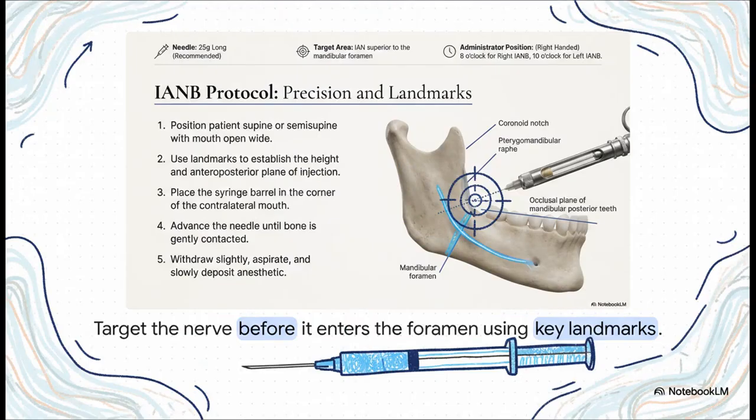Okay, with this one, precision is everything. Just look at this diagram. Your key landmarks are going to be the coronoid notch, that deep curve on the anterior part of the ramus, and the pterygomandibular raphe. You're going to align your syringe barrel with the occlusal plane, and you're aiming for that spot just above the mandibular foramen. And for this, a 25-gauge long needle is usually what you want, just to make sure you have the reach.